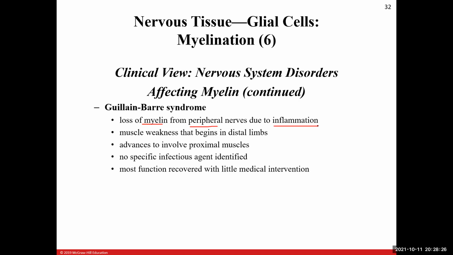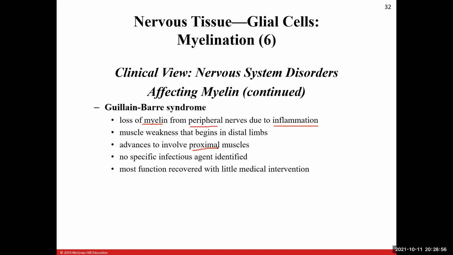Initially, folks will complain of having issues with their fingers. They'll start to drop things. They can't really control their motor function all that well with the distal limbs. And then as it progresses, it'll move more towards those proximal muscles. They might have a hard time bending their elbow as things get more advanced. Now, Guillain-Barré, you can recover from.